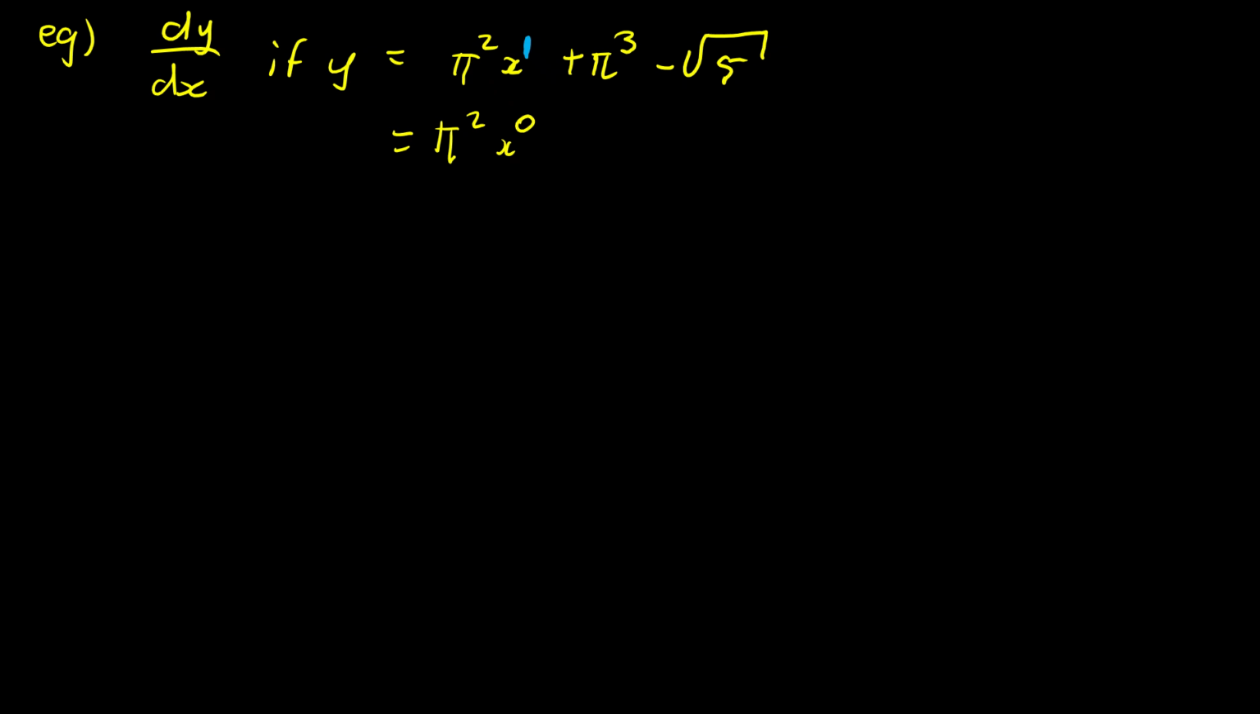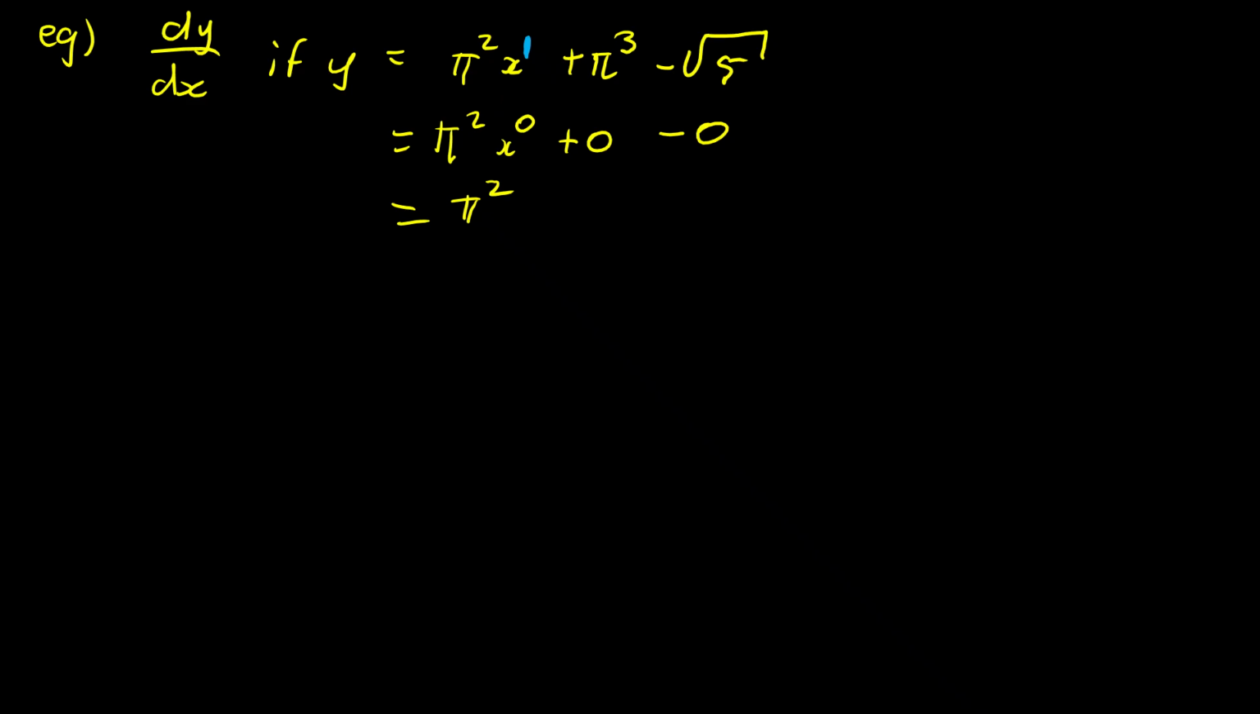Plus, this pi to the power of 3 does not have any x, meaning it's a constant. So the derivative would just be 0. The same thing applies for the square root. It does not have any x's, so it's considered a constant. So it's just going to be minus 0. So the derivative in this case would then just be pi squared.